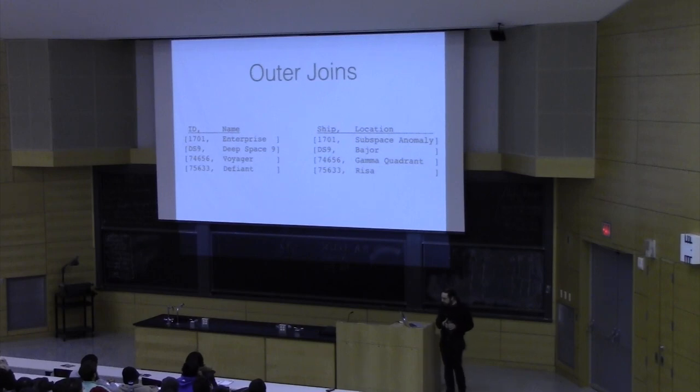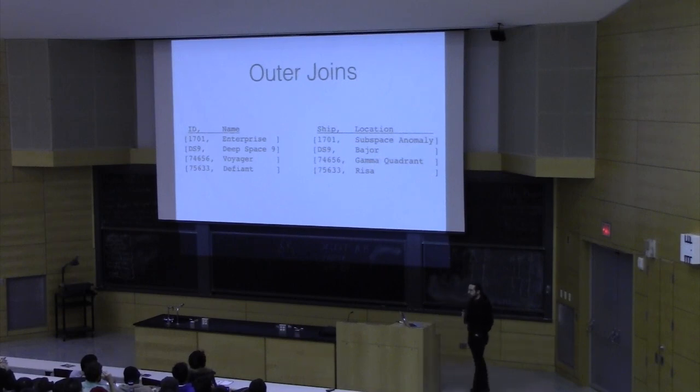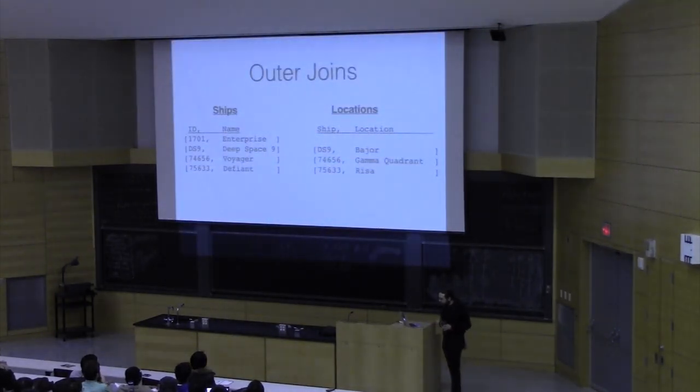Okay, so let's say you have a bunch of data. That data might describe a bunch of ships, and a bunch of locations that those ships are at. Now, the observant among you might notice that the ship labeled 1701 is currently located at a subspace anomaly. Now, what happens to ships that are located near subspace anomalies? Anyone? They're destroyed, or they vanish, or somehow vanish off the face of the Earth. Poof. Yay, animations.